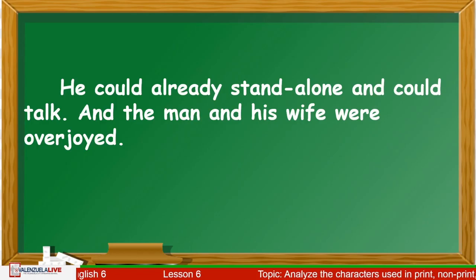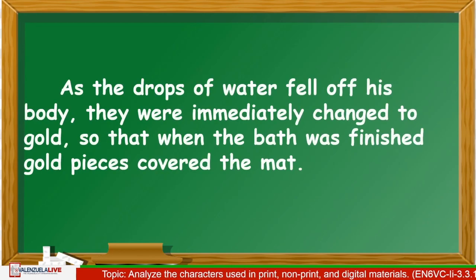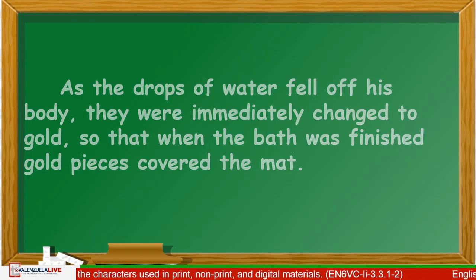He could already stand alone and could talk, and the man and his wife were overjoyed. Presently, the woman went to the spring for a jar of water, and when she had brought it, she spread a mat on the floor and began to bathe the baby. As the drops of water fell off his body, they were immediately changed to gold, so that when the bath was finished, gold pieces covered the mat.